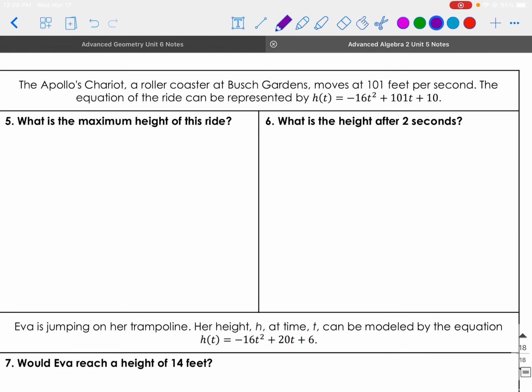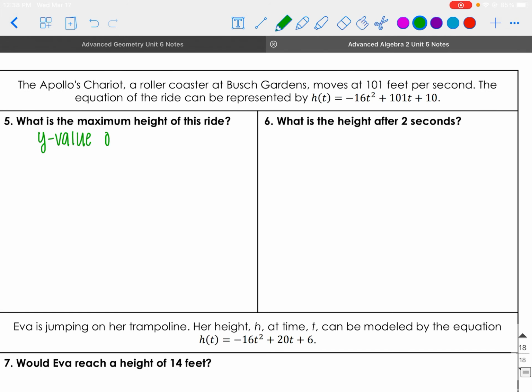All right, next one. The Apollo's Chariot, a roller coaster at Busch Gardens, moves at 101 feet per second. And then we have an equation. What is the maximum height? So maximum height is your vertex, and it's not asking for how long. It's actually asking for the height. So we have to find the y value of the vertex.